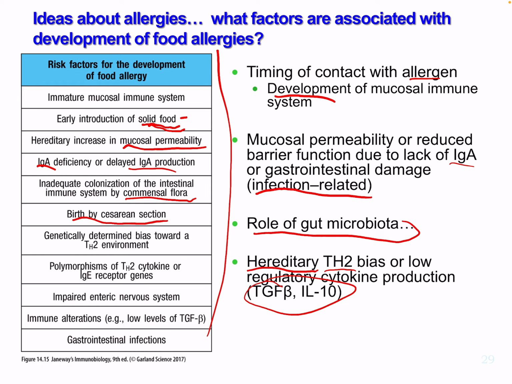Genetically determined bias towards Th2 environment, polymorphisms of Th2 cytokine or IgE receptor genes, impaired enteric nervous system immune alterations, such as low levels of TGF-beta, and gastrointestinal infections. So all these different things can work together with genetics and the environment at the same time, and then can increase that risk to be atopic.